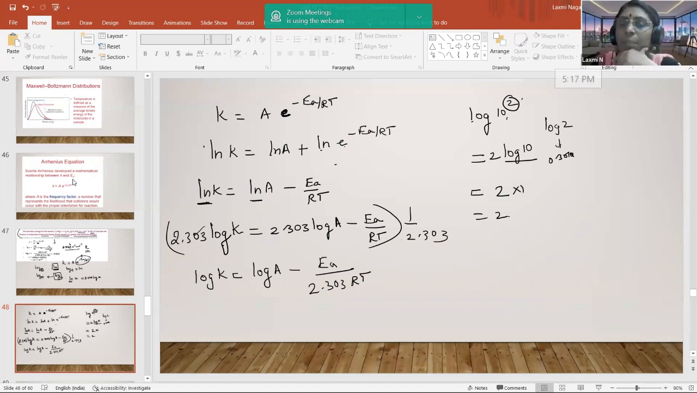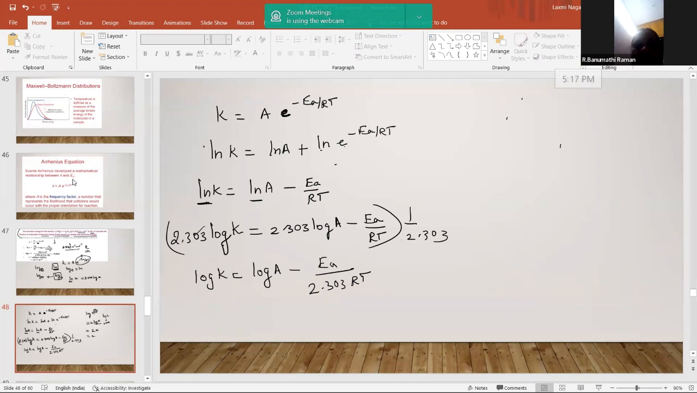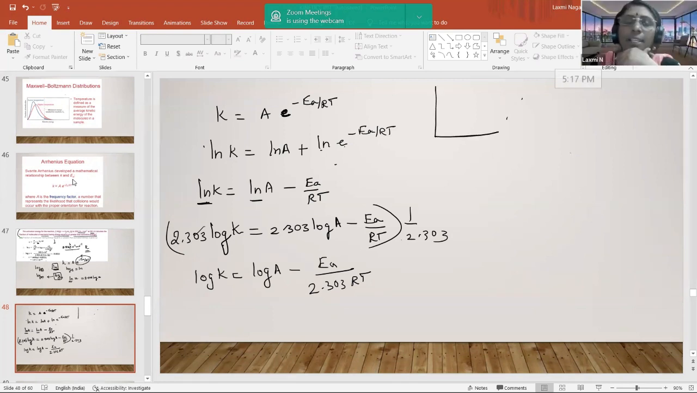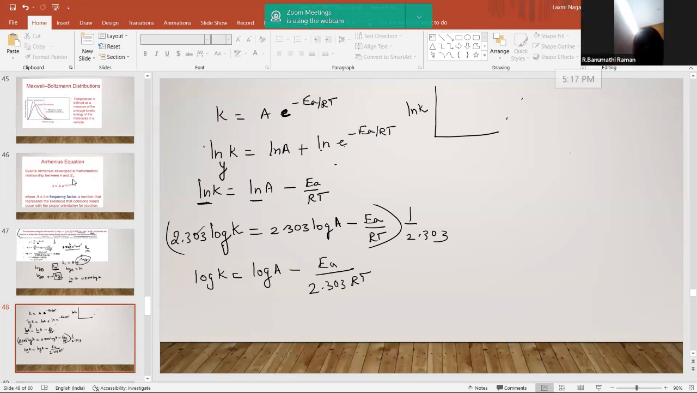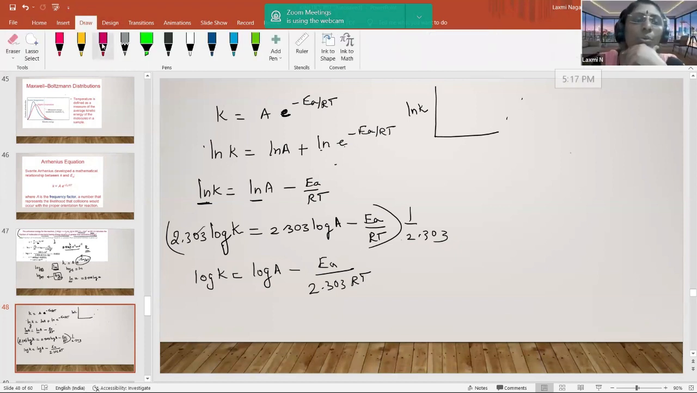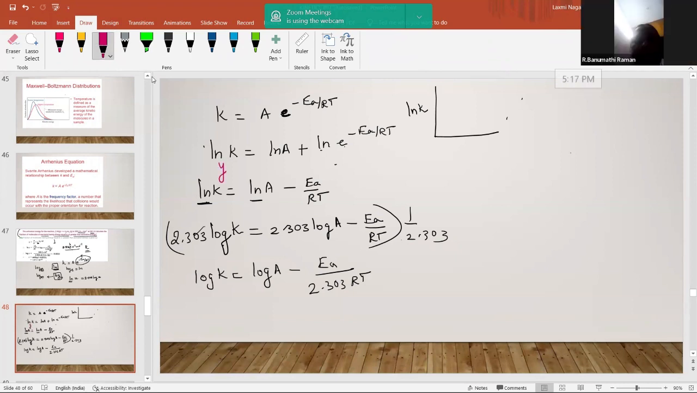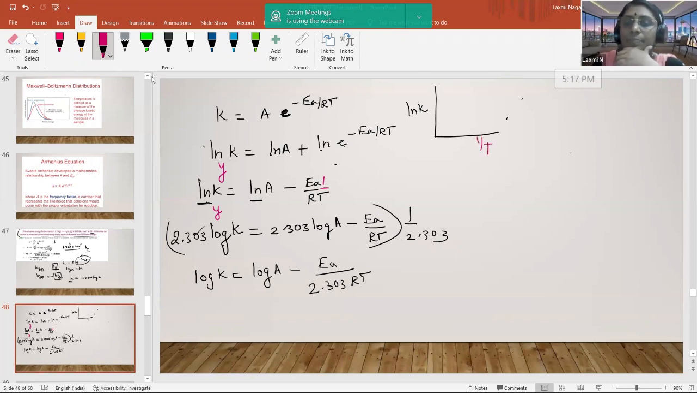Now supposing my plot, my graph is this. This is where we said a graphical question can come. So supposing I have ln k as my y. You remember we said any equation when you want to write, please write it as y is equal to mx plus c. So I am putting 1 by T as my x. This is x. So what should be the m? What should be the c?